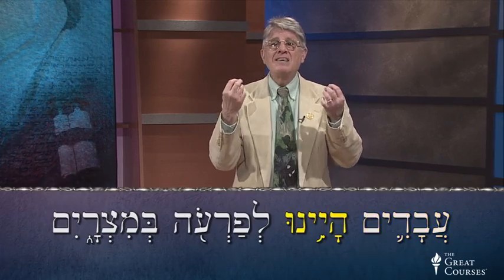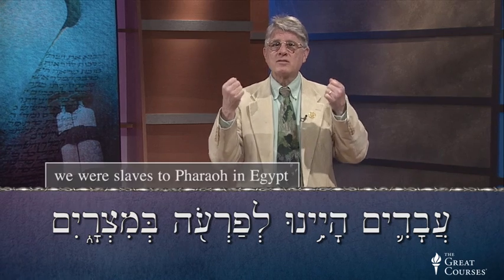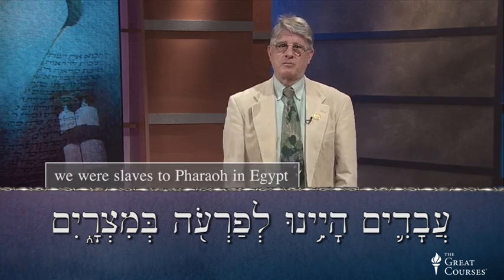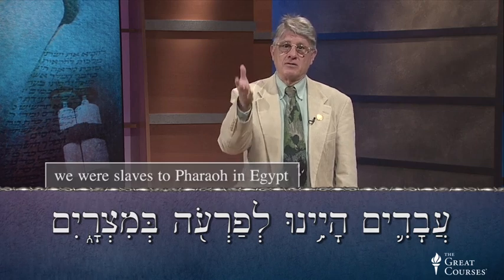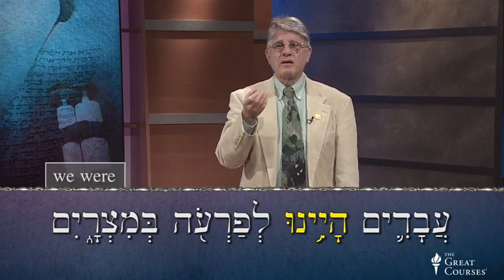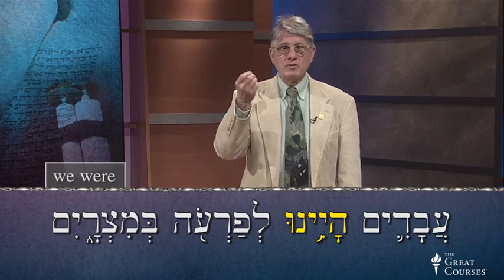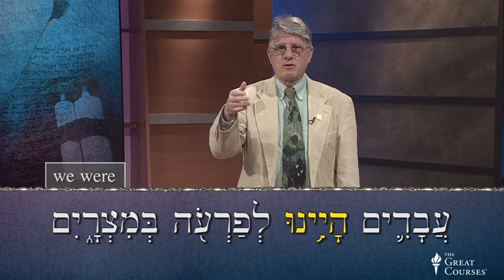Deuteronomy 6:21 says, when your children ask you, why do you follow all these commandments? The answer is, Avadim hayinu leFaro b'Mitzrayim. We were slaves to Pharaoh in Egypt. Now, instead of serving Pharaoh, we serve God and we have to do what he says. Hayinu, we were, just like ra'inu, we saw. Baninu, we built, etc., etc., etc.